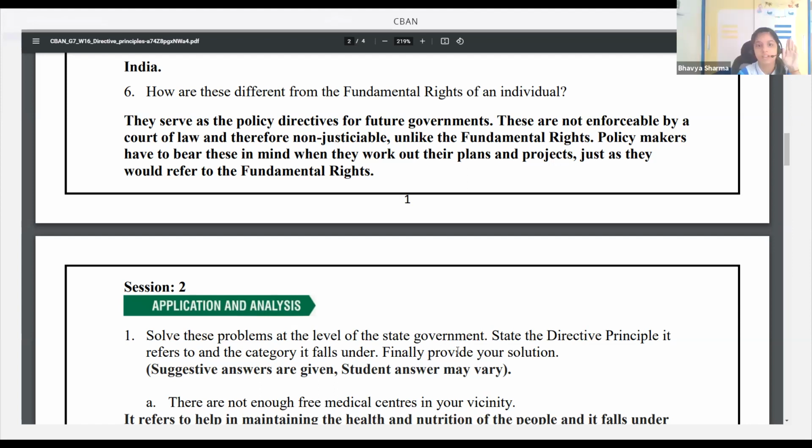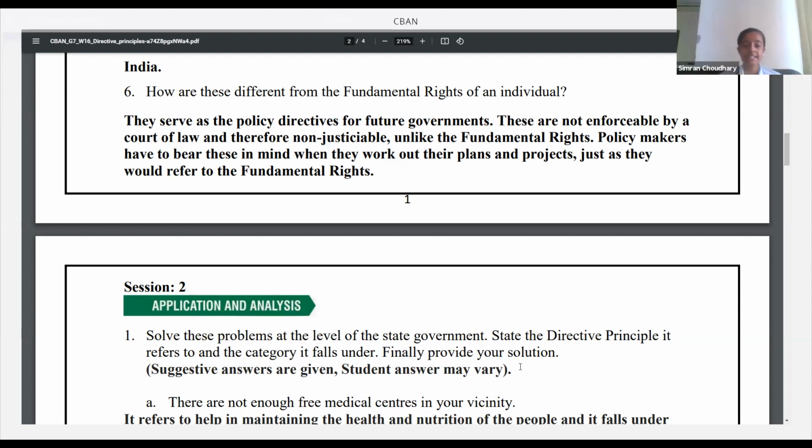Yes, Bhavya. Ma'am, directive principles help in the framing of the Constitution, and fundamental rights are the privileges citizens enjoy. Very good. They are the rights and privileges which the citizens enjoy. So the second differentiation is given by Bhavya. The first was given by Simran. Who will give me the third differentiation?